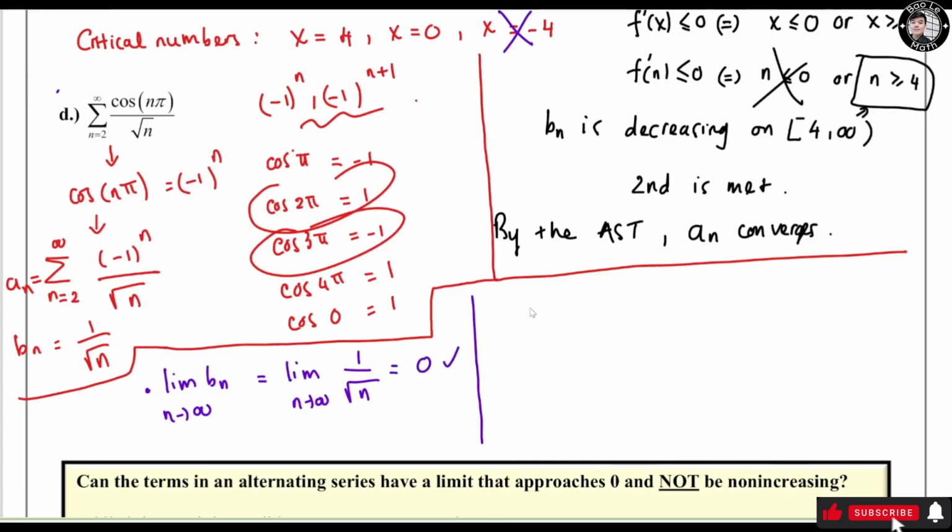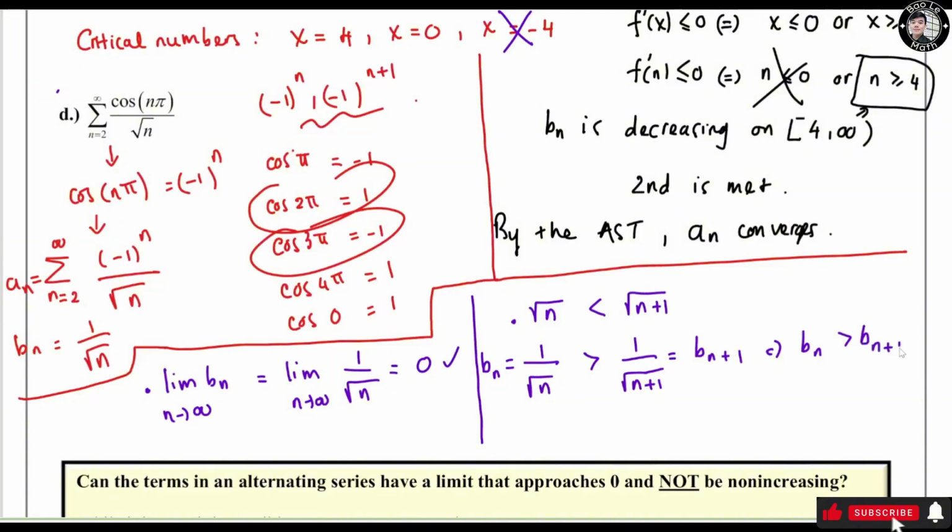Now the second condition: I have square root of n less than square root of n plus 1. I take the reciprocal of both sides, so I have 1 over square root of n greater than 1 over square root of n plus 1. And this is b sub n, and this is b sub n plus 1. So you just proved that b sub n is greater than b sub n plus 1, so the second condition is met. So by the alternating series test, the series converges.